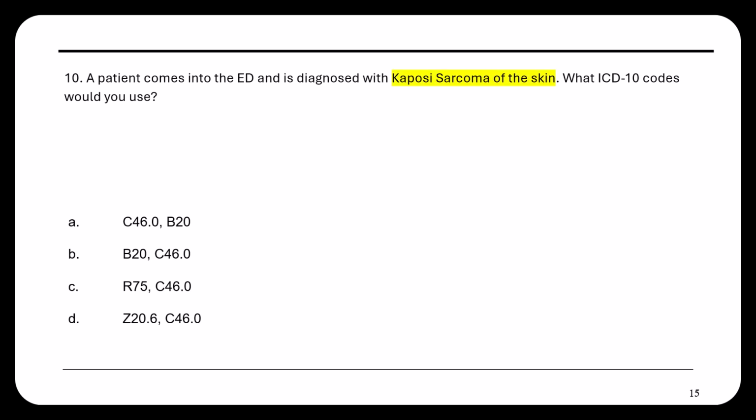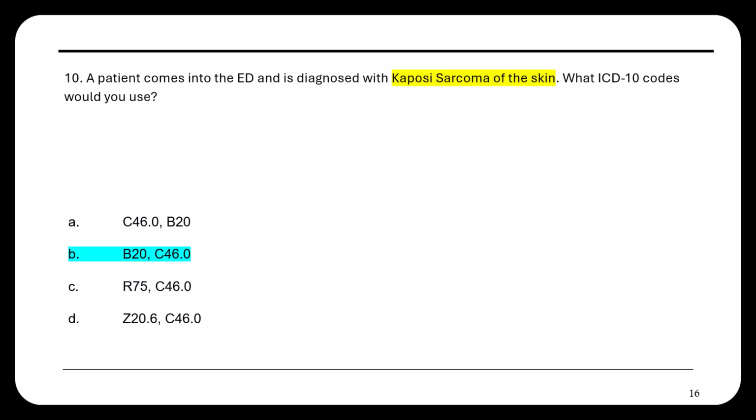Kaposi sarcoma of the skin is our keyword, but when you look up, I didn't include that. Well, I am so disappointed in myself. When you look up Kaposi sarcoma, it tells you specifically that you have to put in that this person has B20, human HIV, positive HIV. So it would be B20 followed by C46. It would not be C46 followed by B20.